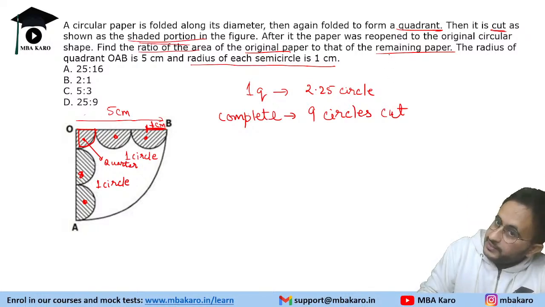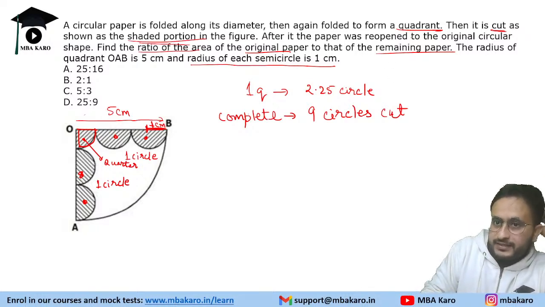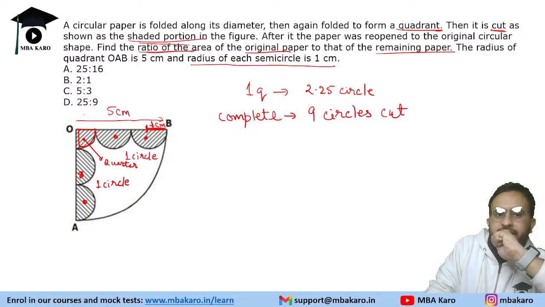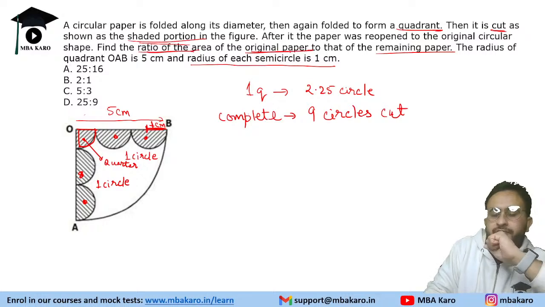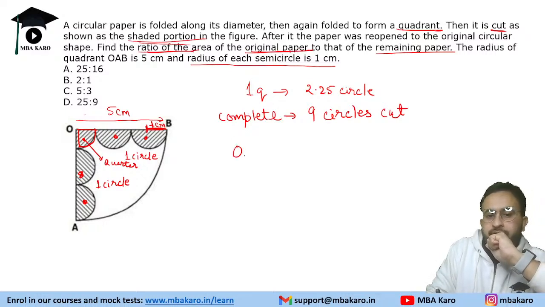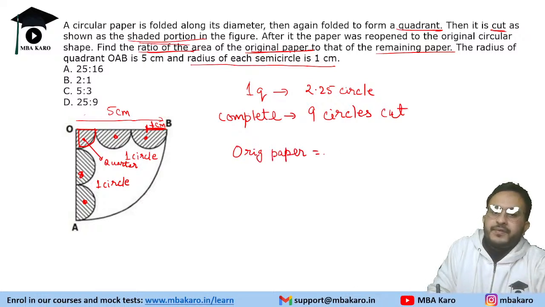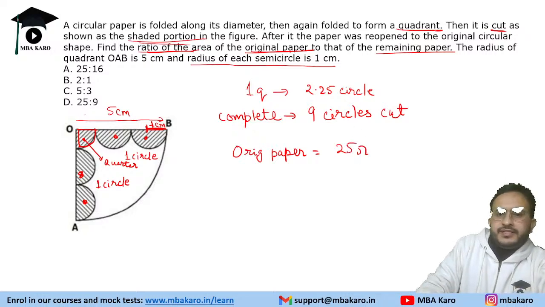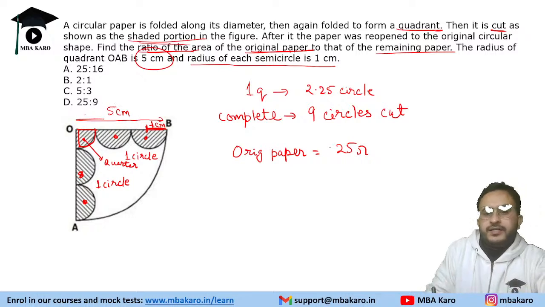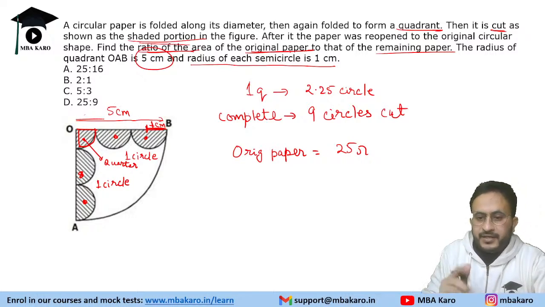Now, what the question is asking is the ratio of area of the original paper to that of the remaining paper. What is the area of the original paper? Pi r square, so 25 pi, because the radius is given as 5 centimeter. Okay, this is the circle. So the original paper is 25 pi, right?